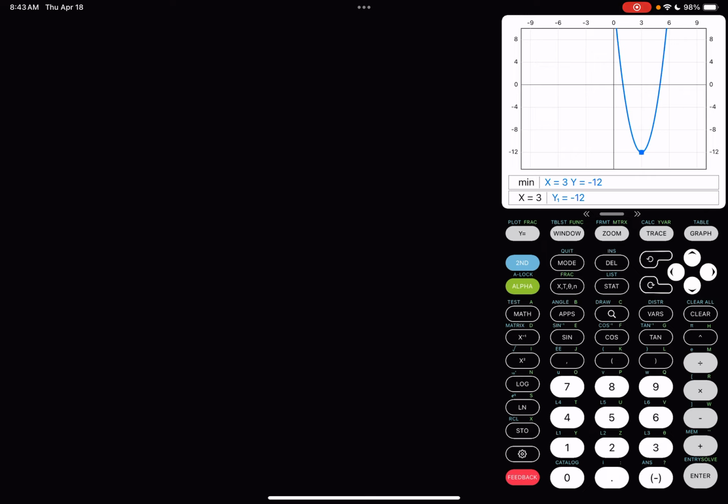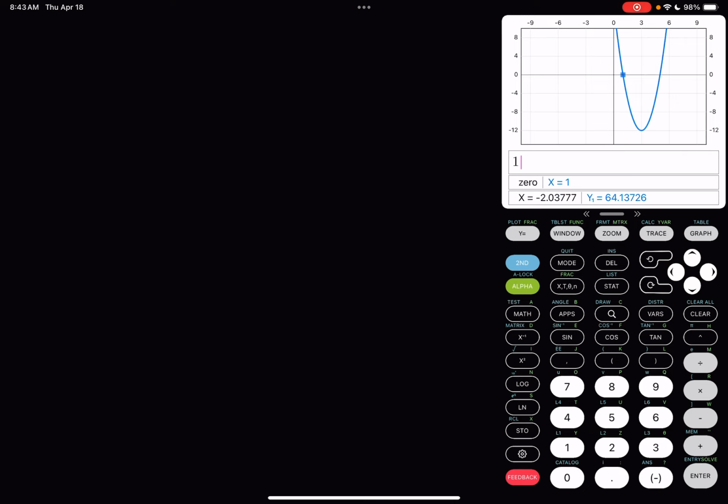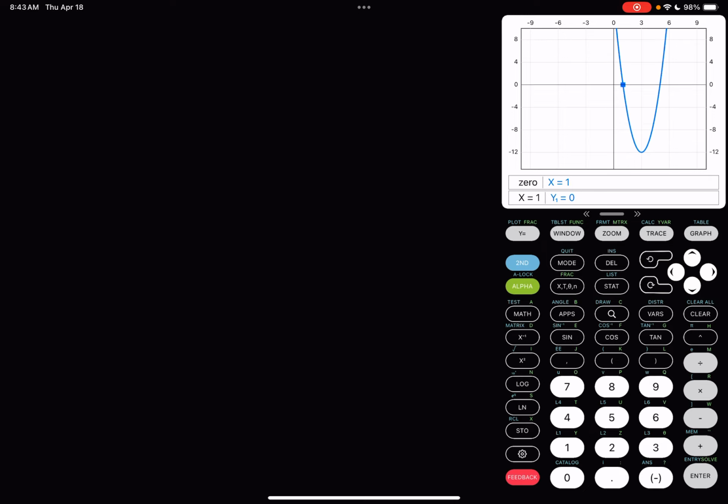Okay, so if I trace, I'm looking for, oh, and it jumps to it. Yours will not do that. You're going to have to find them or type them in. So 1 gives me a 0, so there's a zero of 1, and then it looks like the other one's over there, maybe at 5. 5 is also a zero. So my zeros are at 1 and 5, and I can find them using my graphing calculator.